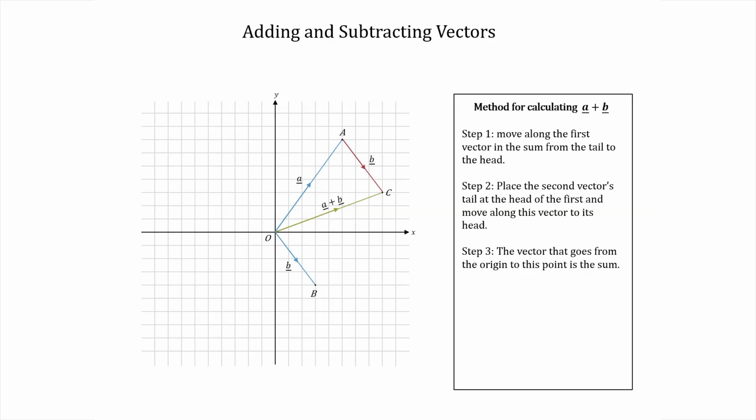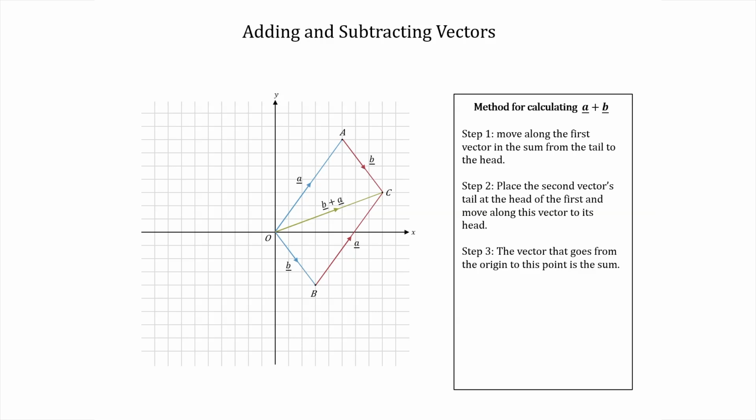So that's how we find A plus B, but what if instead we tried to find B plus A? How would we do this? Well, we'd have to start by moving along vector B from the origin to the point B. We'd then place vector A at the end of vector B and move along it. As you can see, we end up at the same point, C, so we find the same vector as before. Hence we see that A plus B is equal to B plus A.